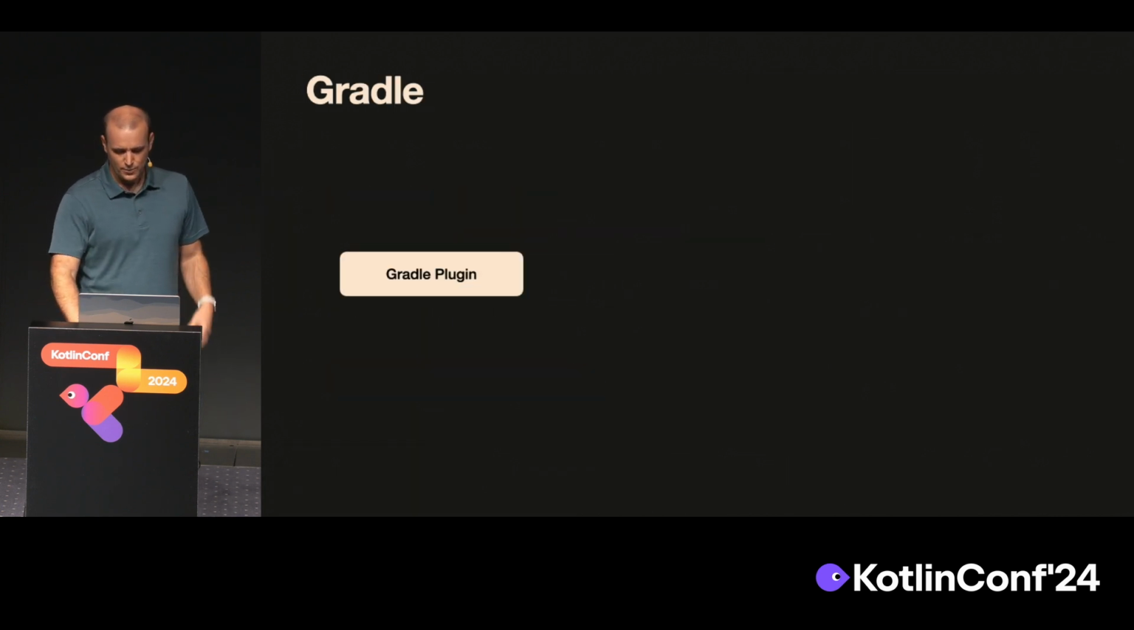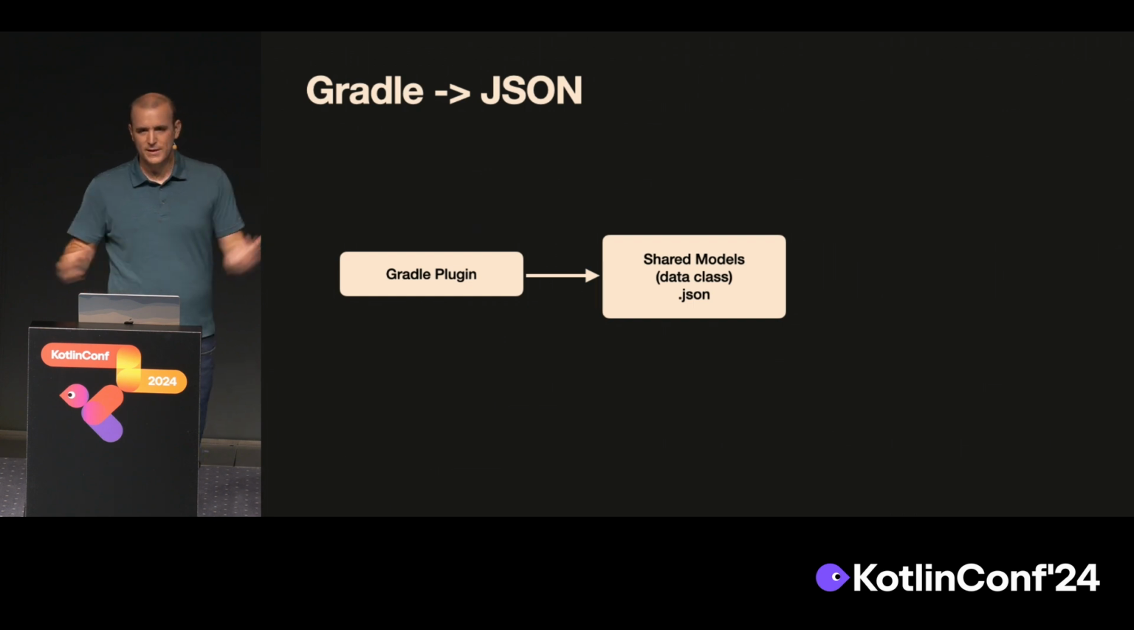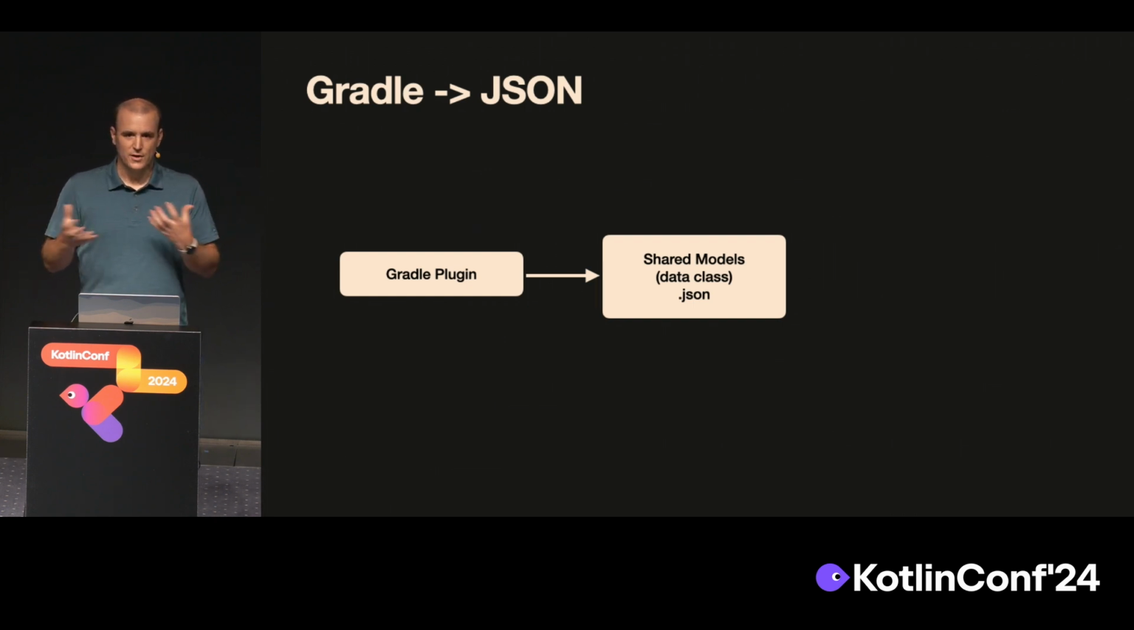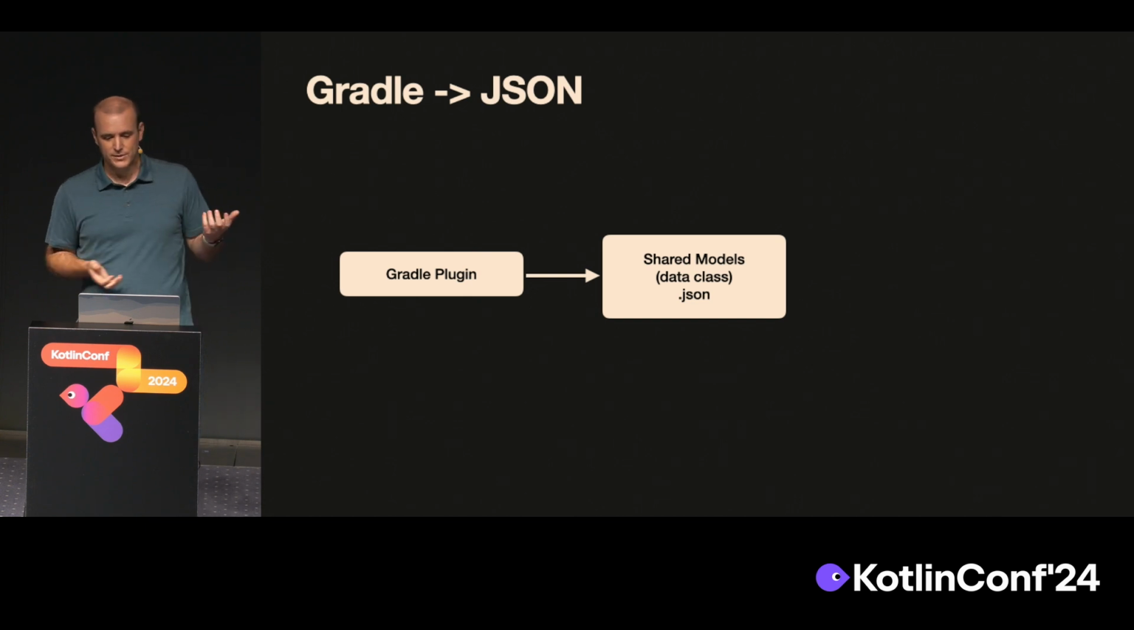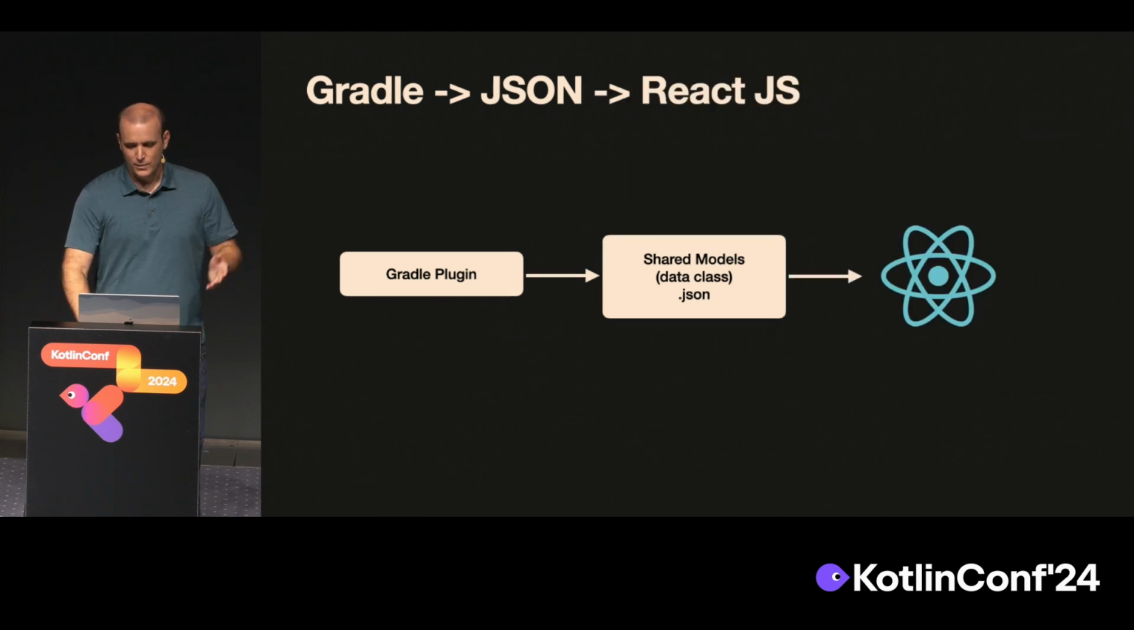So for the Gradle plugin, I decided we're going to spit it out as JSON, so I can capture everything in a nice structured data class and then just dump it to JSON. That was great. But now I have this JSON blob that has all the information I need, all the configurations, but I still haven't allowed them to answer that question. So what do all of us do when we need to answer a question? We use React.js.